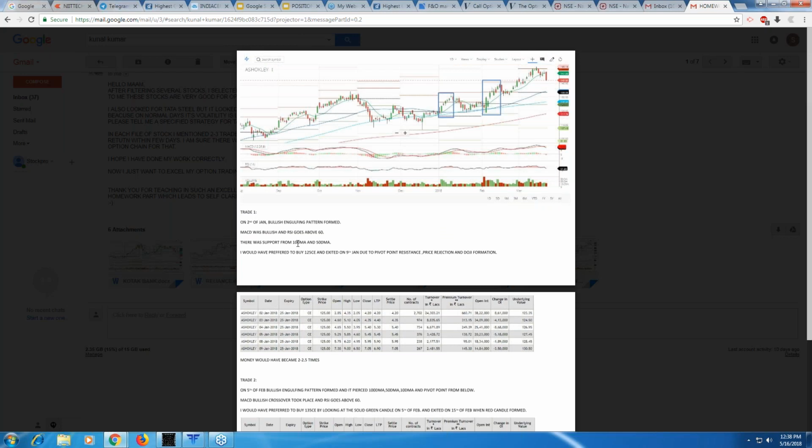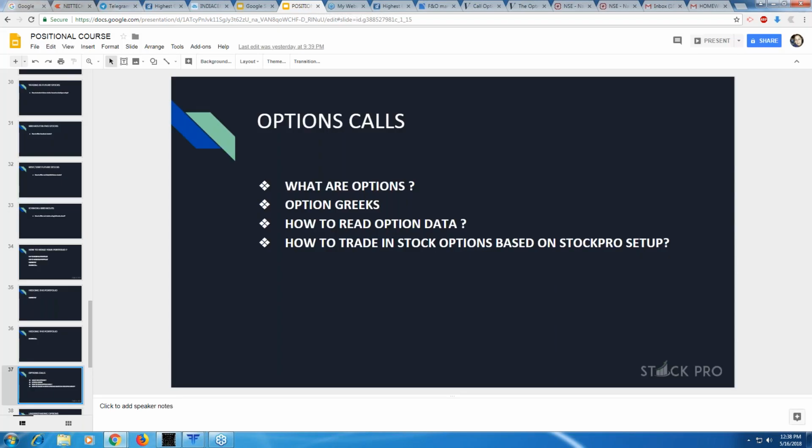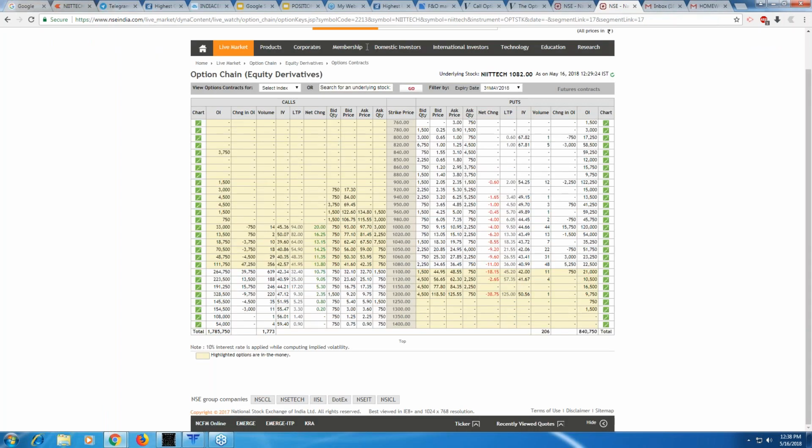which stocks are volatile and which can give you good returns, right? But remember, how do you read the data? That is very, very important, right? Reading option data is very, very important. You have to see call writing, you have to see unwinding, and you have to see the dynamics of the stock, right?